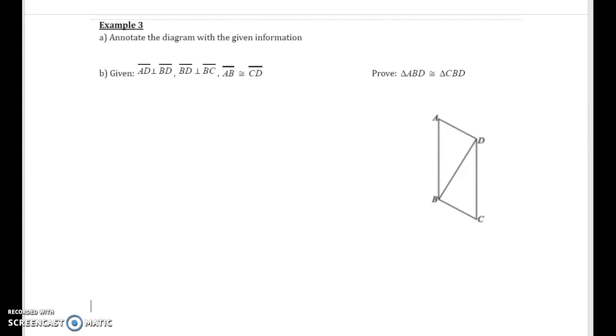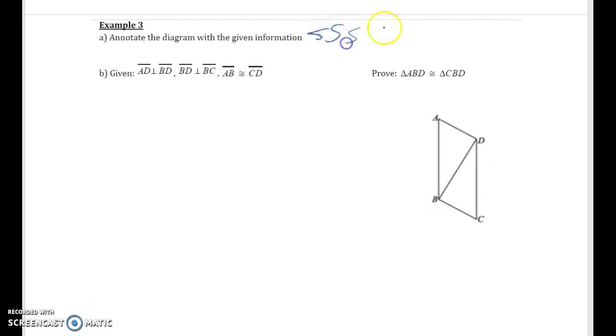Unit 4, Lesson 4, Example 3. So again, we're going to apply what we learned in the lesson. So, annotate the diagram with the given information. We're asked to do a proof. So again, I'm going to write my methods up top. This will be the video for the 2-column proof.